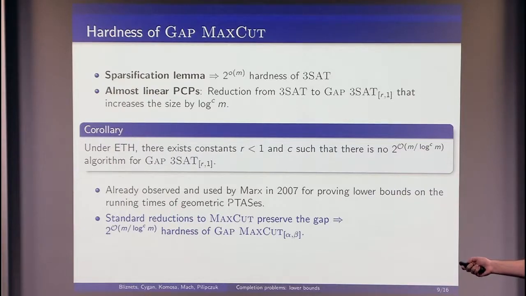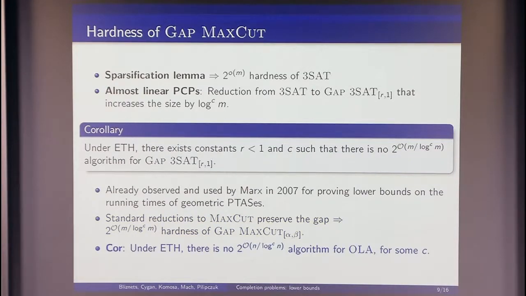Okay, so now, using this corollary, you just apply the standard reduction from FreeSat to MAXCUT. You observe that this reduction preserves the gap, and you get this kind of hardness for gap MAXCUT, which, by using the stuff that I already presented on the last slide, gives you this lower bound for OLA, which is subexponential, losing a polylog factor.